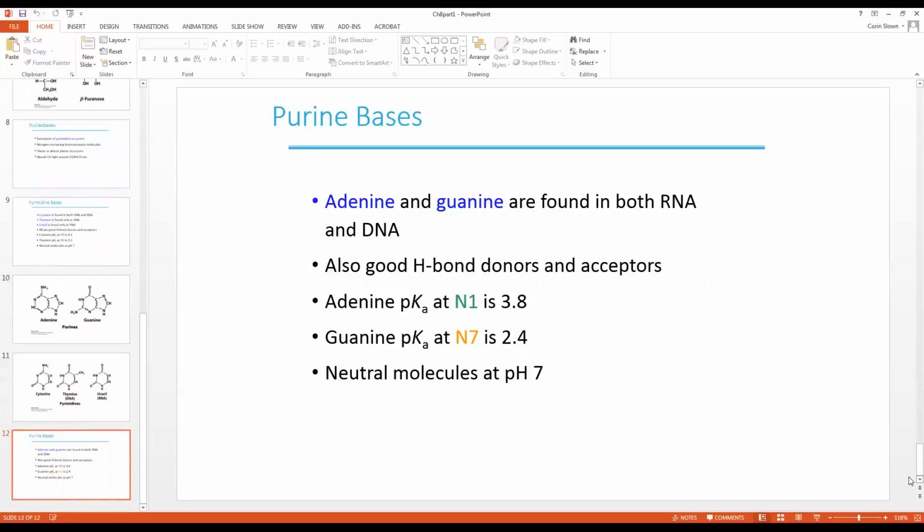Adenine and guanine are both found in RNA and DNA. They're really great H-bond donors. The adenine pKa at N1 is 3.8. The guanine pKa at N7 is 2.4. Again, these are neutral molecules at pH 7. That gives you a great place to start when you're thinking about the components of nucleotides. Next time we're going to start looking at the structure of DNA.